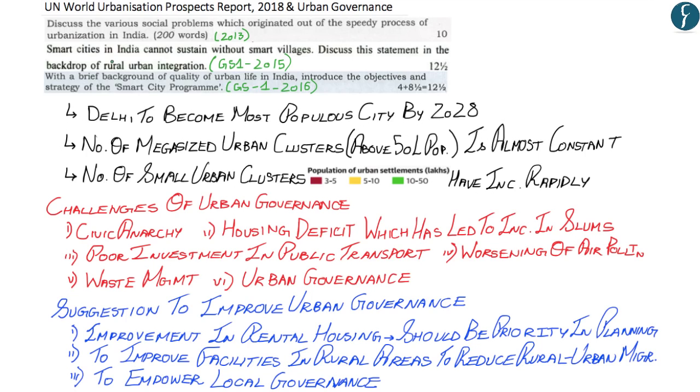in your UPSC mains examination, and with regards to which the UN World Urbanization Prospects Report of 2018 and the highlights given in the article with regards to urban governance and urbanization thereby become relevant. And hopefully you have gotten an understanding of the observations of the UN World Urbanization Prospects Report of 2018, and you also understand the highlights given in the article with regards to urban governance and urbanization. And so now with this, we move on to the next article.